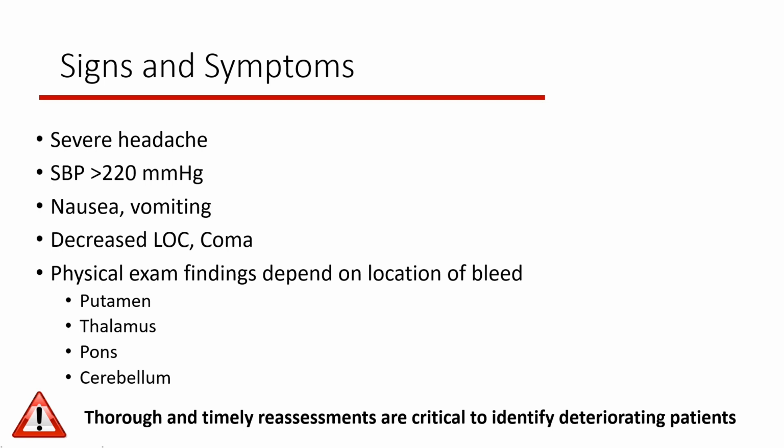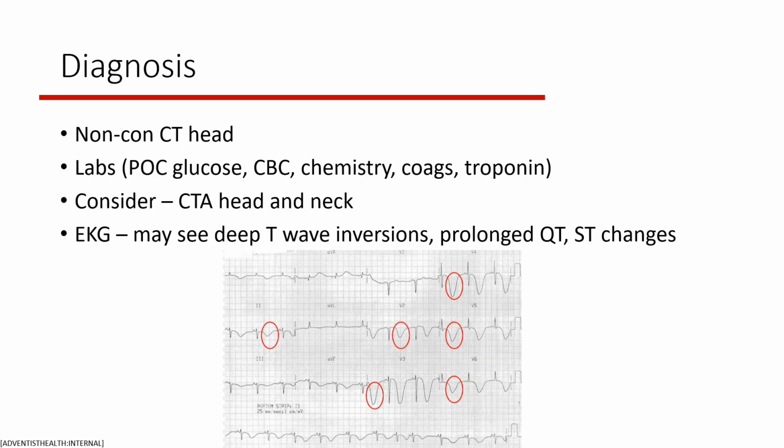Okay. So the diagnosis is with a CT scan, and that's a non-con CT. What we're also looking for in the management of these patients is basically the rest of the stroke workup. So we're going to get point-of-care glucose, CBC, chemistry, coags, and a troponin. You'll a lot of times see an elevation in troponin in the setting of ischemic as well as hemorrhagic strokes. And that's just a phenomenon that we see.